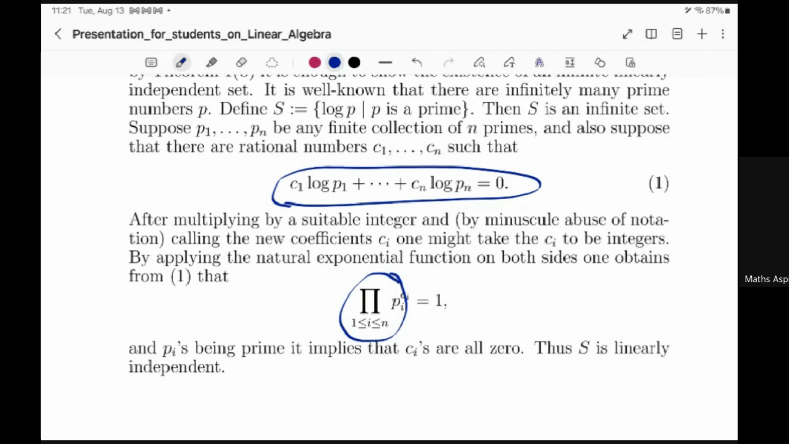The only way this can happen is that all the c_i that you're considering are individually zeros. And that is exactly what we wanted to prove. Since the c_i are zeros, S is linearly independent. Something fun would be to try to prove that S is not a spanning set. In other words, you cannot get all the elements of R by just making linear combinations out of the elements of S. You should try to prove it. That would be a very fun exercise.